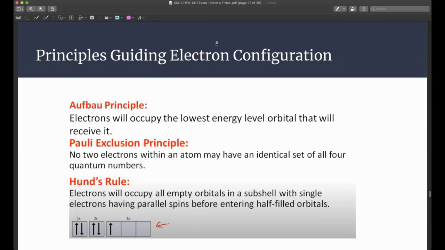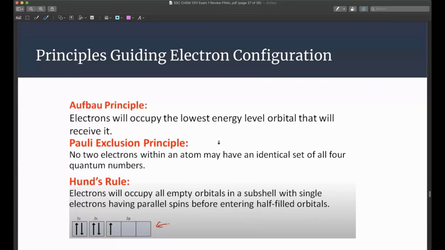Yeah, so no 2 electrons within an atom may have an identical set of all 4 quantum numbers. That's why quantum numbers are really important, because they're like a unique code for identifying any particular electron within an atom. So you can't have 2 electrons with the same set of quantum numbers in any case. And then Hund's rule states that electrons will occupy all empty orbitals in a subshell with single electrons having parallel spins before entering half-filled orbitals.